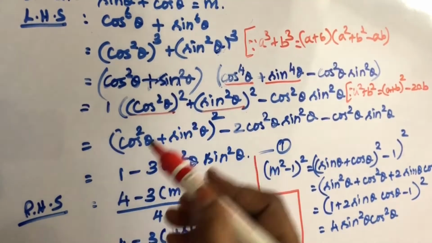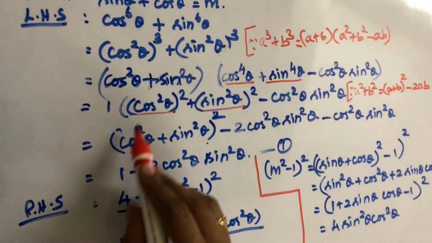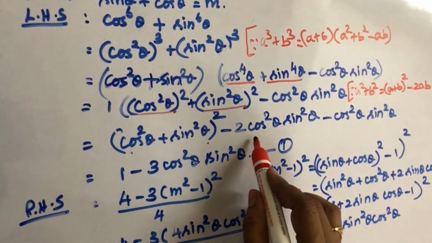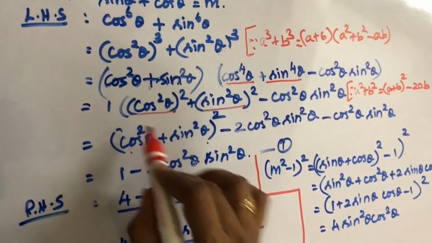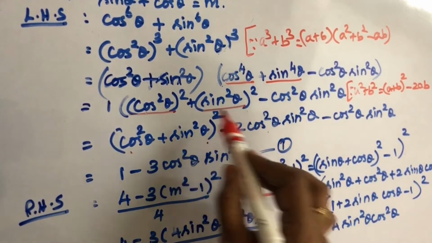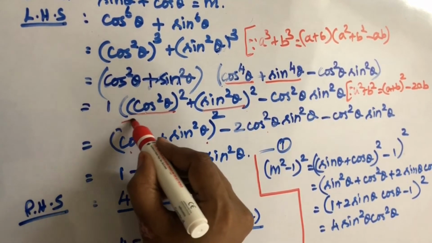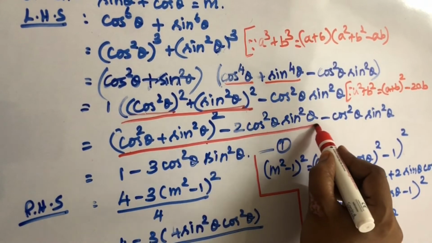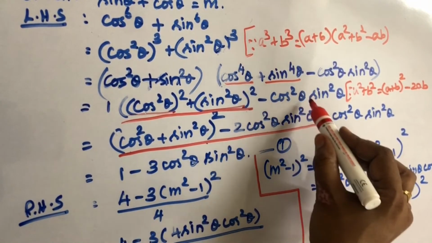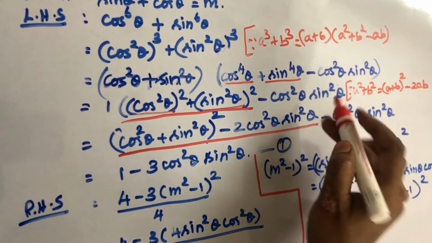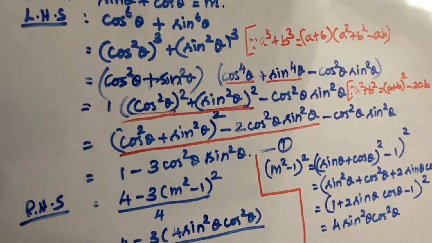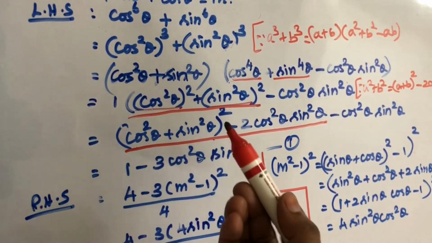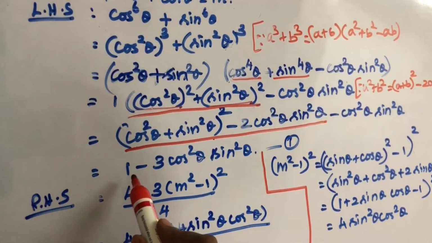Okay, so a plus b the whole square, that is cos square theta plus sin square theta the whole square minus 2 into ab. 2ab na enadhu minus 2 into cos square theta sin square theta. So for this term I have expanded it here and minus cos square theta sin square theta இங்க அப்படியே இருக்குது. இந்த minus cos square theta sin square theta இங்க அப்படியே இருக்கு. So cos square theta plus sin square theta is equal to 1. So 1 square, it is again 1.